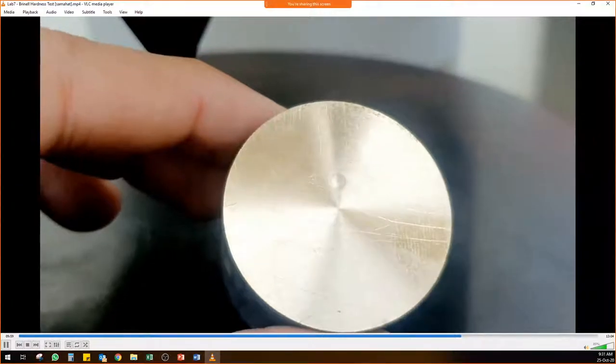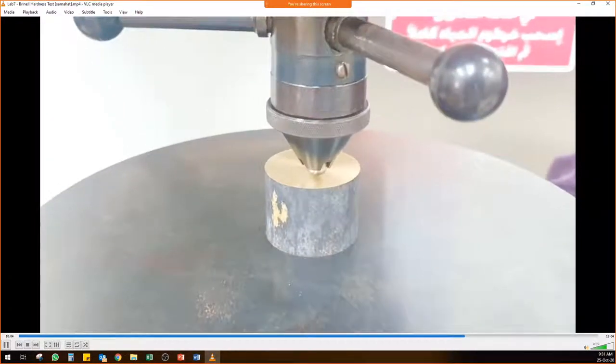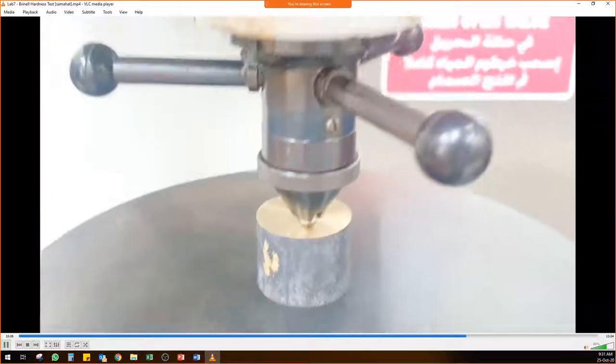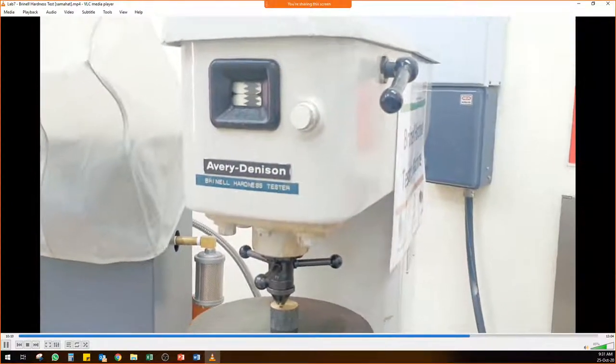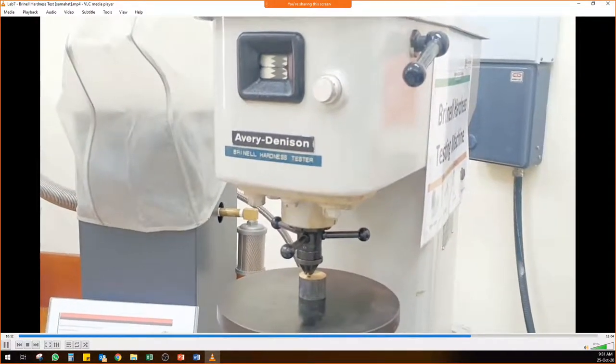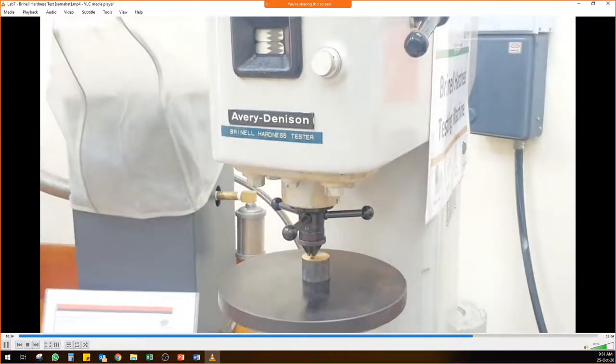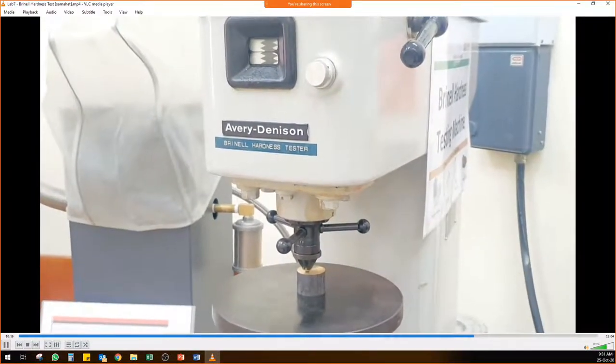Let's take another reading while we are here. For the second reading, again the table is adjusted to touch the ball, and we press the lever, and then we wait for 15 seconds for the ball to make an indentation on our brass sample.